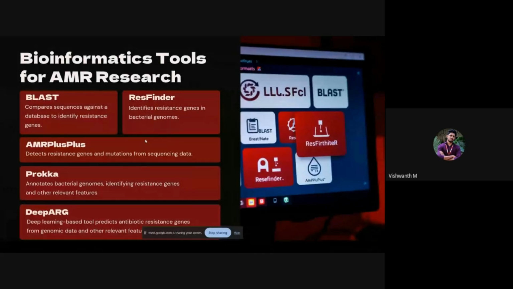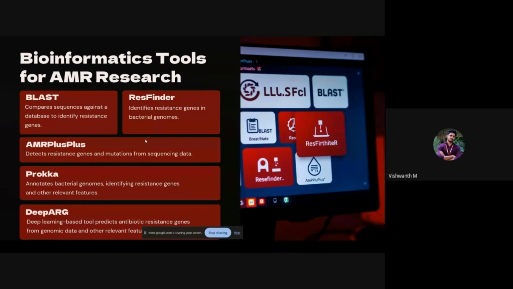So the next one is AMR++. It is also a software tool that uses the same sequencing data technique to detect antimicrobial resistant genes and mutations. It is also particularly helpful in clinical diagnostics, offering a fast, real-time analysis of pathogen genomes.